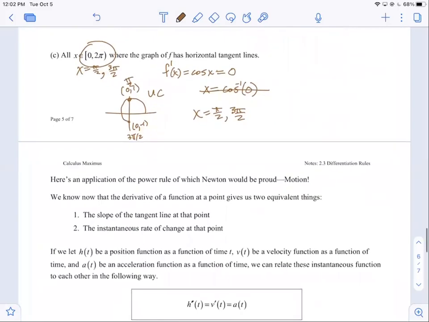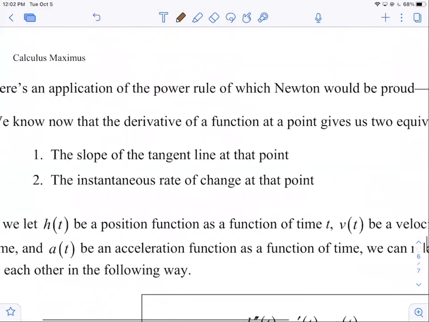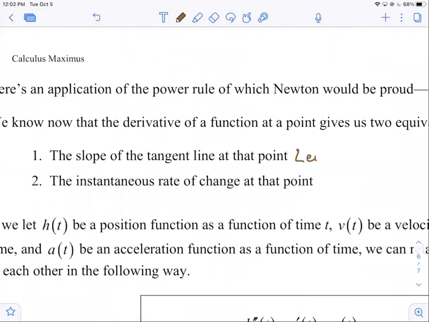All right, so here's a nice application of the power rule for which Newton would be proud. Motion. We're going to study particle motion twice this year, actually 3 times. So here's what we know about the derivative again. The slope of the tangent line at the point is equal to the derivative. That's the Leibnizian perspective. But the instantaneous rate of change at that point, that's the Newtonian perspective. Two people trying to solve 2 different problems ends up being the same problem. They discovered the math that is the key to answering those questions at roughly the same time in different parts of the world. Pretty fascinating.